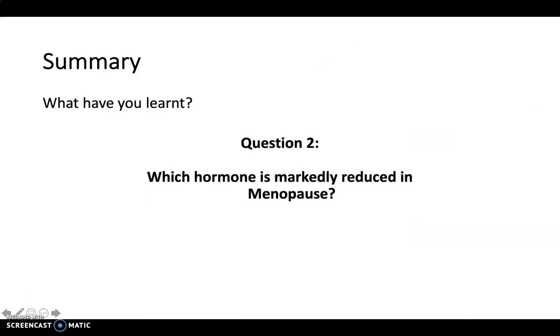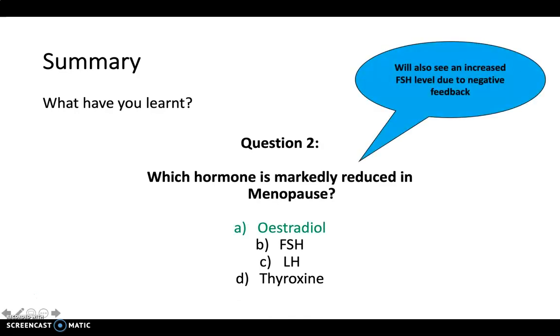Which hormone is markedly reduced in menopause? Estradiol, FSH, LH or thyroxine? And the answer is estradiol. Remember, this comes with an increase in FSH levels due to the negative feedback loop in the hypothalamic pituitary gonadal axis.